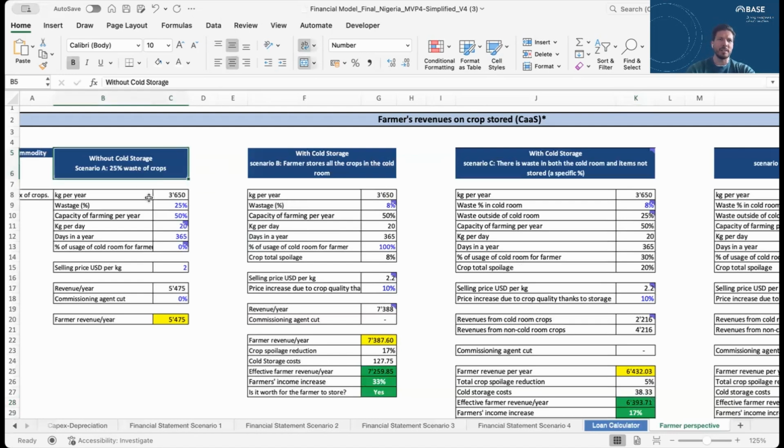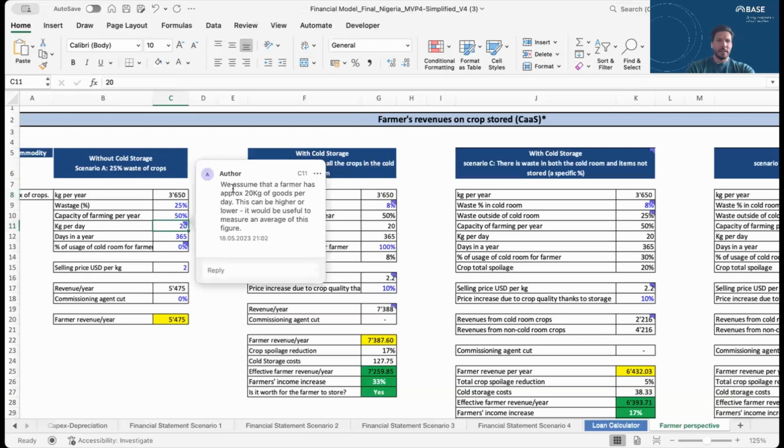So the first scenario is estimating that the farmer is not storing any crops in the cold storage. And here we're defining some of the parameters. You can see all of the parameters that you can edit are in blue, while the ones in black contain a formula that you can still review if you wish. And you will also notice that within some of the cells there are some comments. Feel free to review them. They give you some explanation of the figures estimated and the rationale of these figures.